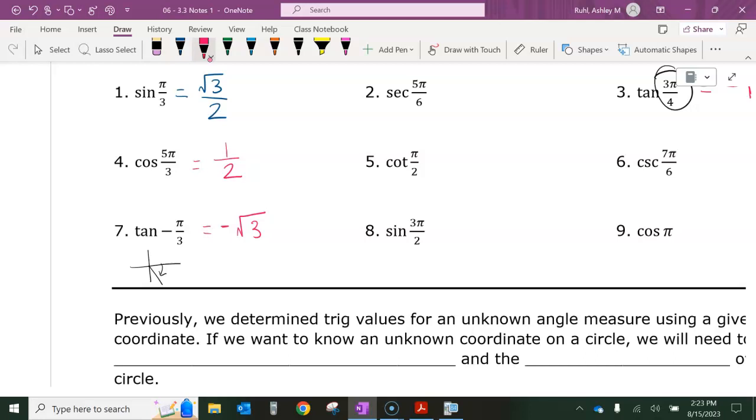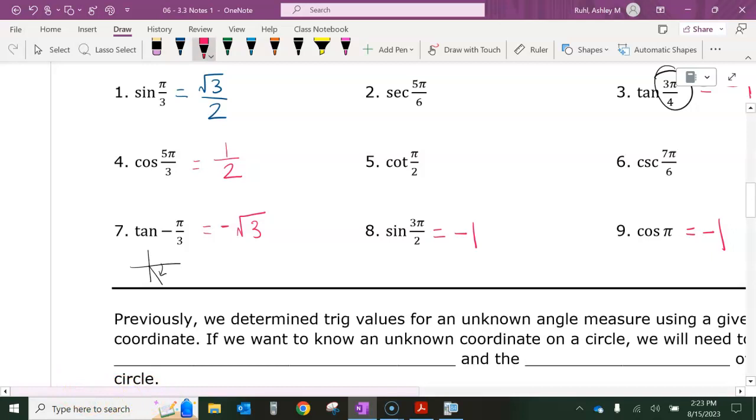Sine 3 pi over 2. Well, 3 pi over 2 is straight down on my unit circle. It is my negative y-axis. So sine is going to get me negative 1. And cosine is equivalent to 180 degrees. It's my negative x-axis. And that's also going to get me negative 1.